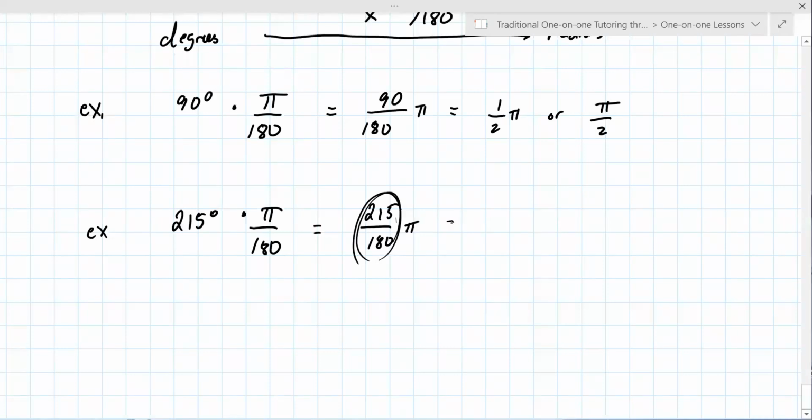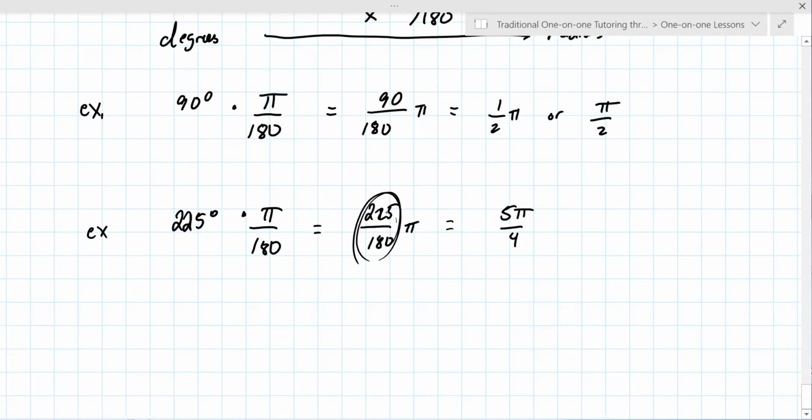Um, 43 over 36. Say that again. 43 over 36. Oh, I gave you the wrong value. I'm sorry. 225. I should have given you the known ones. These work out nicely. Sorry. This is 5 pi over 4. Sorry, I gave you the wrong one.